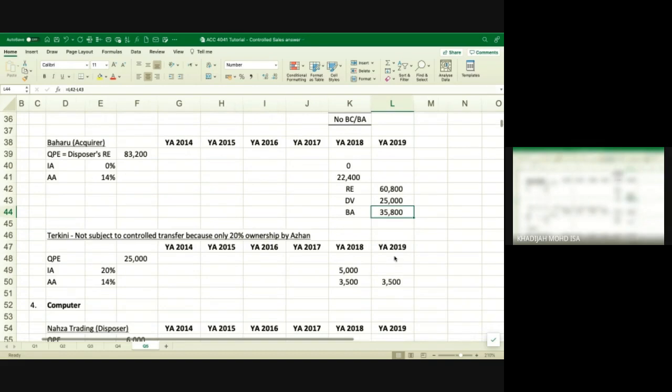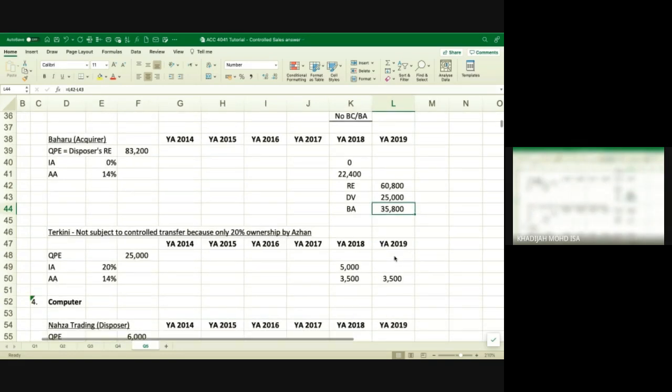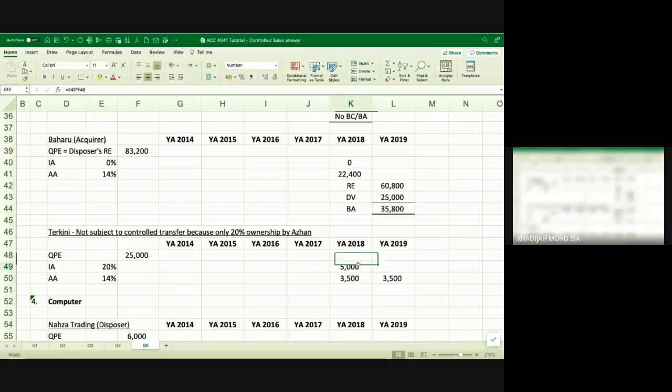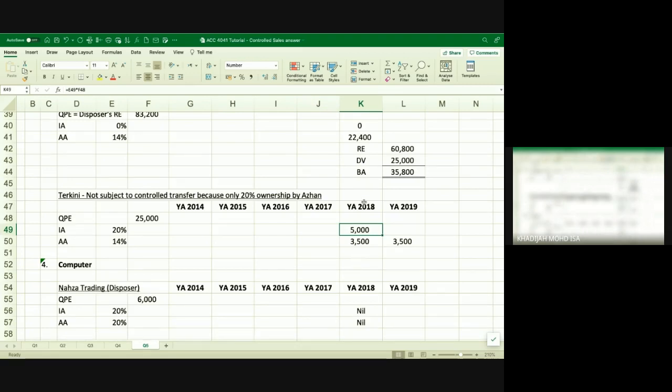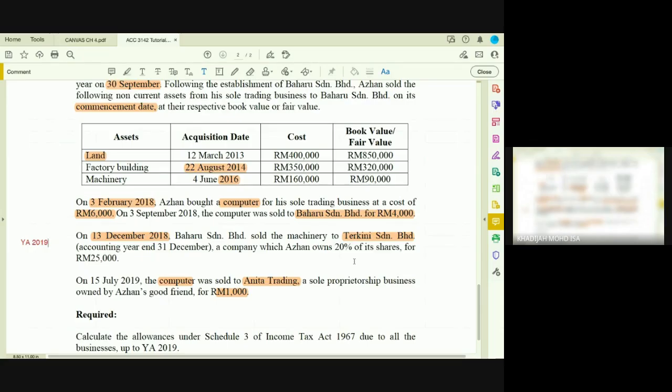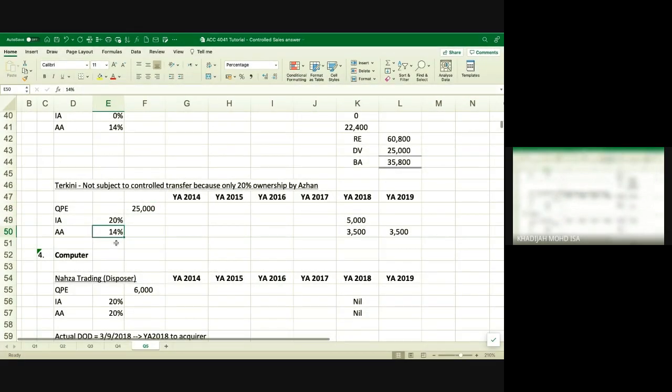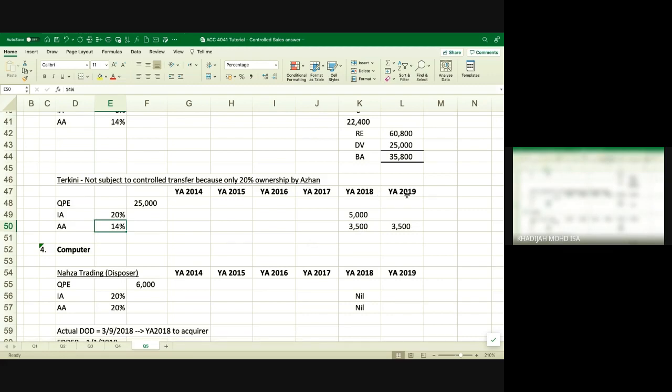Right, and then Terkini again is not subject, but he claimed to Terkini, year end is 31st December. To Terkini, 30th December 2018 is YA 2018 because this is a third party transfer, so it doesn't matter about the year end of the other two companies. So to Terkini, he incurred that on 30th of December 2018. So that is YA 2018. Then Terkini will start claiming in YA 2018. And remember, Terkini is a third party, so you claim based on how much you pay for the asset, which is 25,000, and you can claim IA and AA. You claim IA and AA 5,000 and 3,005 in 2018, and you also claim in 2019 onwards.